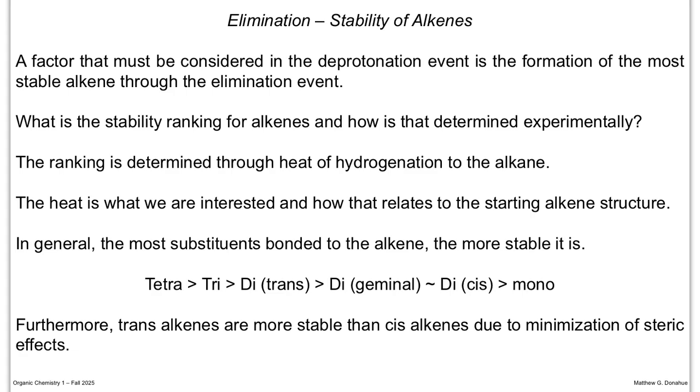So to put it another way, you really have to draw all the possible products, then identify them according to this, and then you can rank them. But again, the star, asterisk, the caveat to that is the nature of what base you're using, because certain bases will flip the order and how you predict the rank.